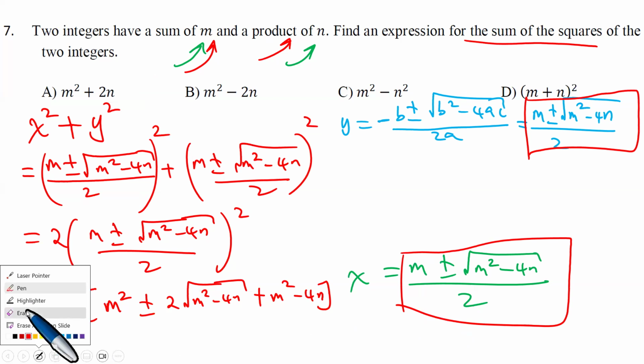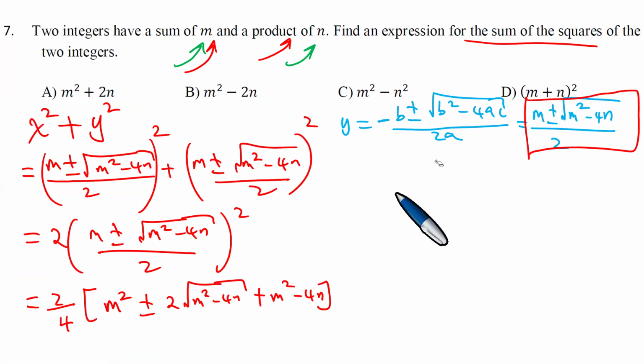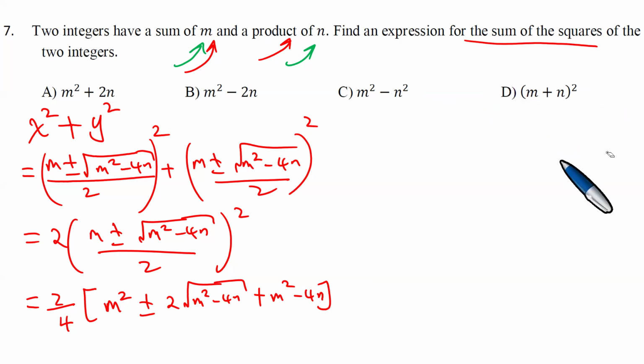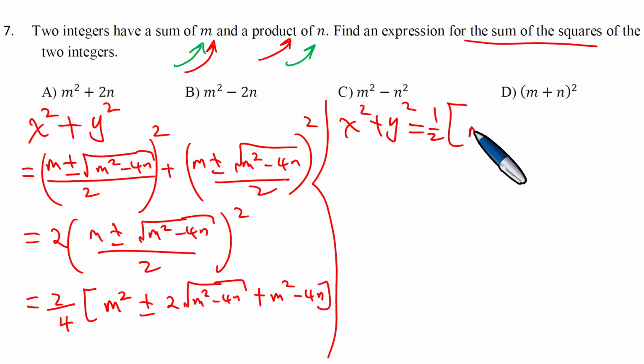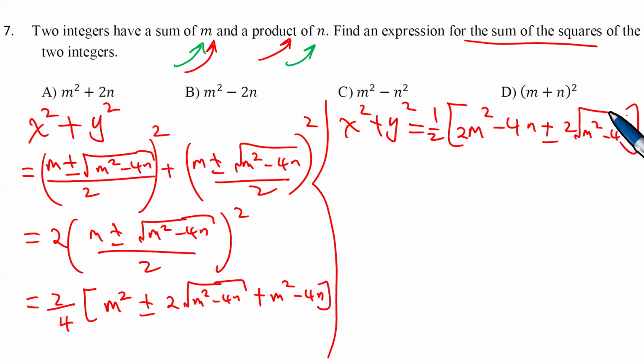Okay, you can simplify this. This might require you to actually just work out your algebra and see what you get. We need to simplify to see which one it is. Because the final expression for the sum of the squares means that we must square these things and find the sum. So it is 2 over that. 2 over 4 is 1/2. Okay, but it's not. So it's 2m squared minus 4n plus or minus 2 the square root of m squared minus 4n, like this.